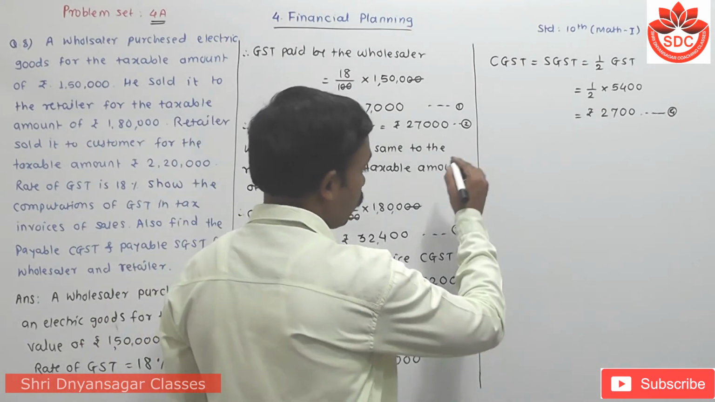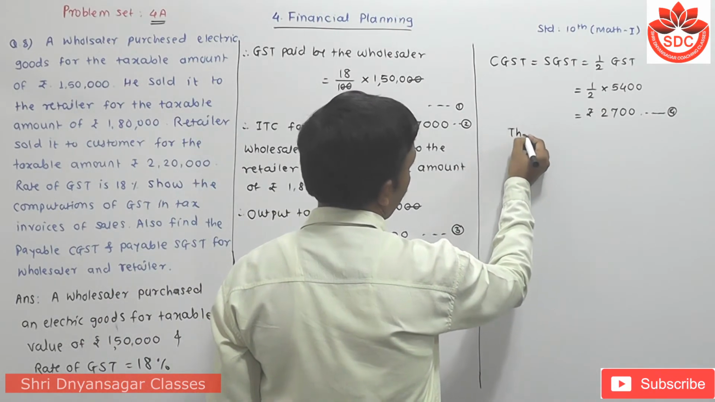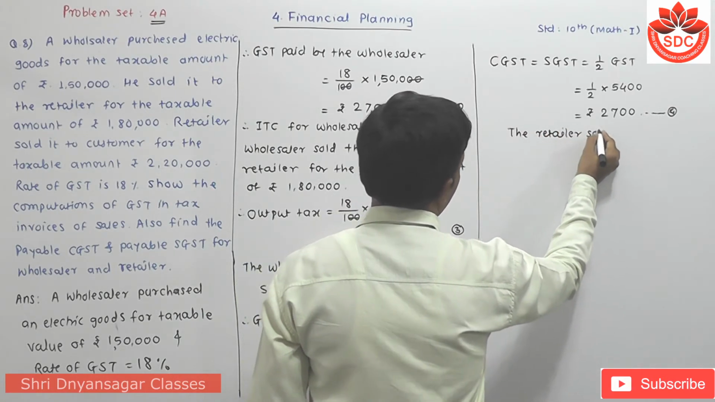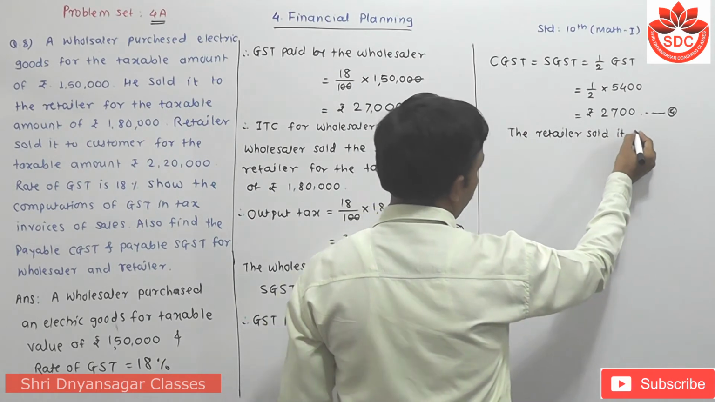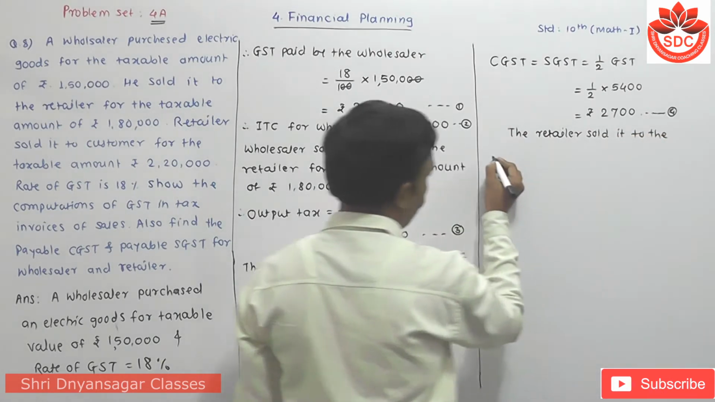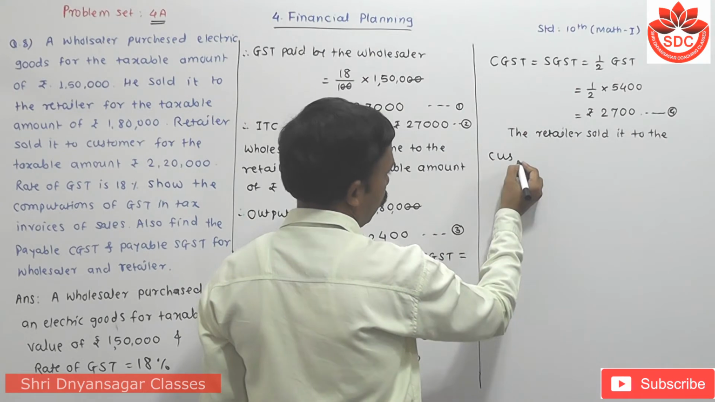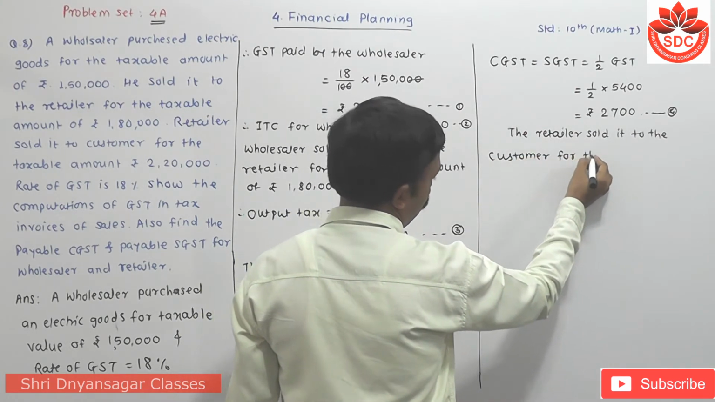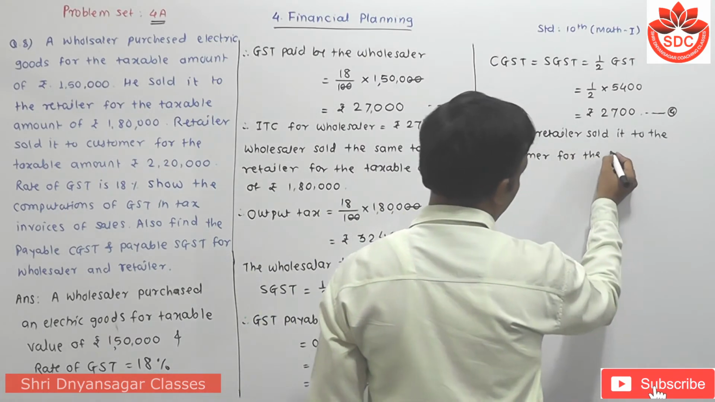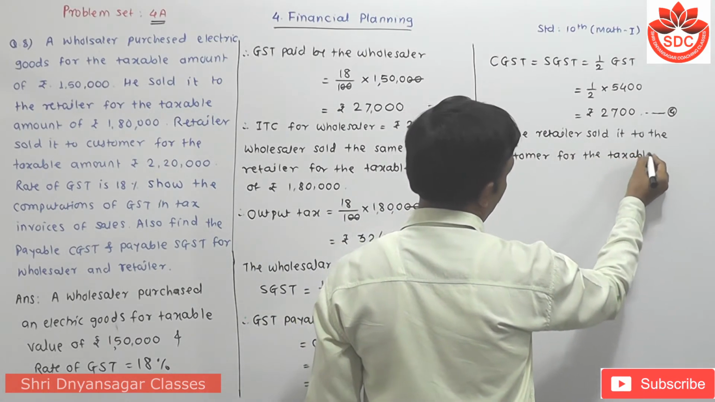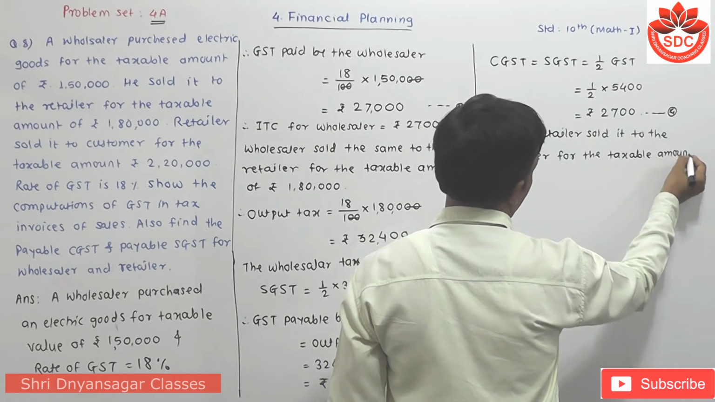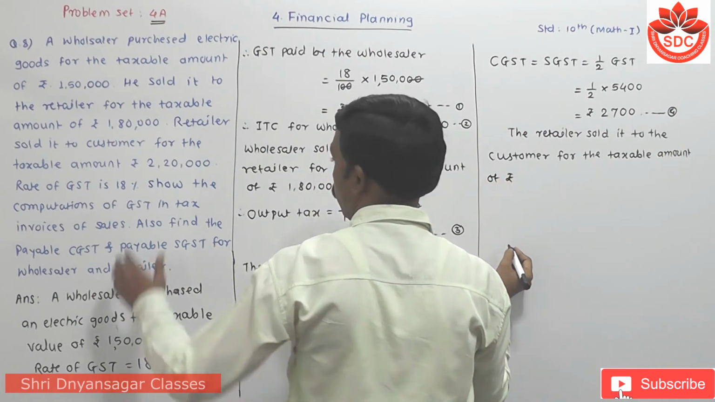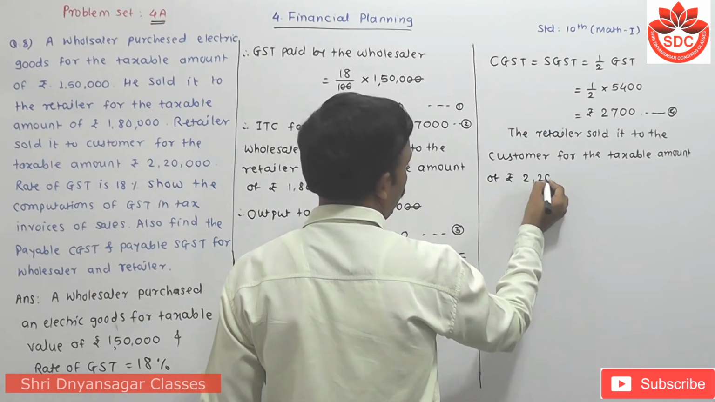So the retailer sold it to the customer for the taxable amount of rupees how much? This one is 2,20,000.